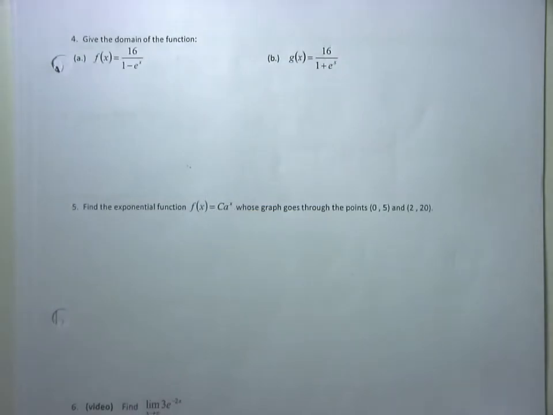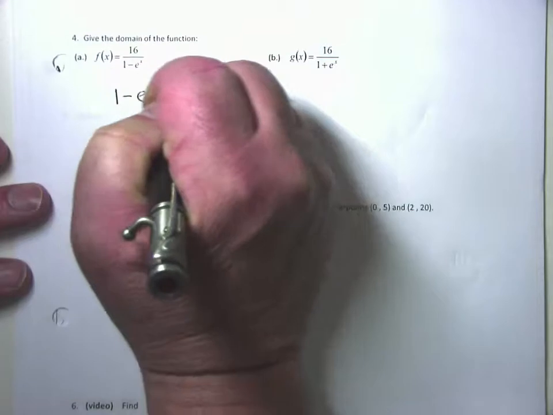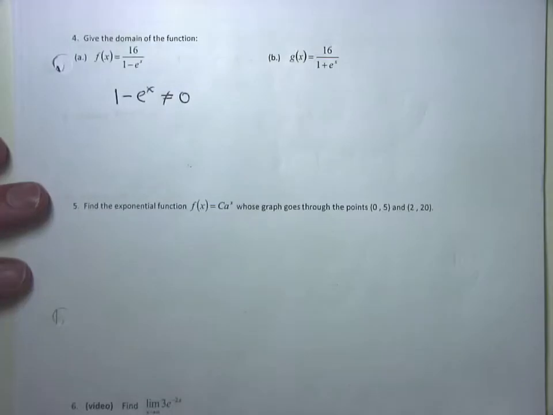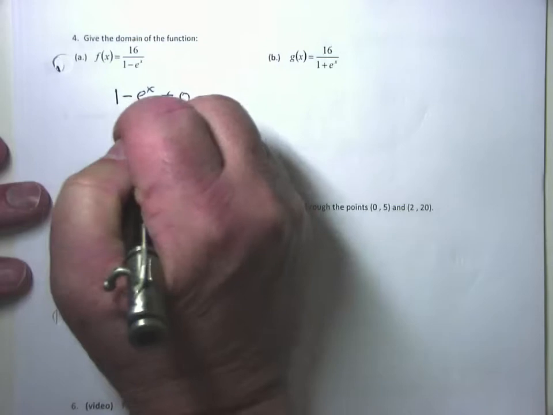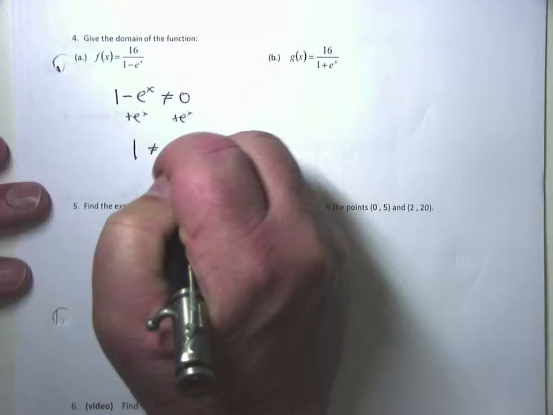What's the domain? f of x is equal to 16 divided by 1 minus e to the x. Well, it's a fraction, a rational expression for you fancy folks. What does that mean? I can't divide by what? 0, which means that 1 minus e to the x cannot be equal to 0. Solve for x. I would add e to the x on both sides, and I get 1 cannot be equal to e to the x.